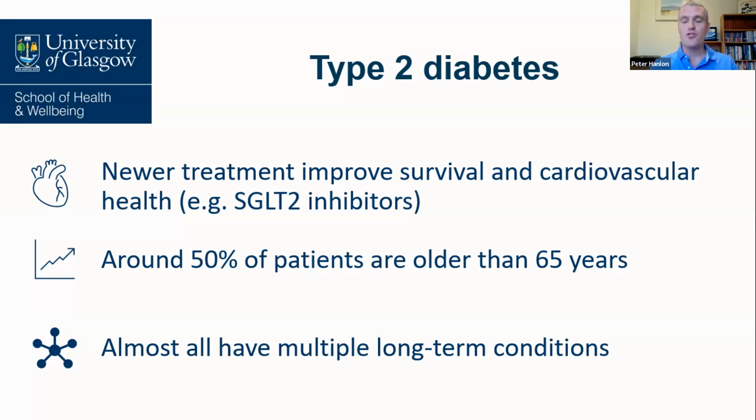We know that a large proportion of people with type 2 diabetes are relatively older, and almost all people with type 2 diabetes have multiple long-term conditions in some way. Now, that includes concordant conditions like hypertension or coronary artery disease, but also things like depression or completely unrelated conditions like inflammatory disorders and so on. So there's a lot of diversity within the population that we want to treat.